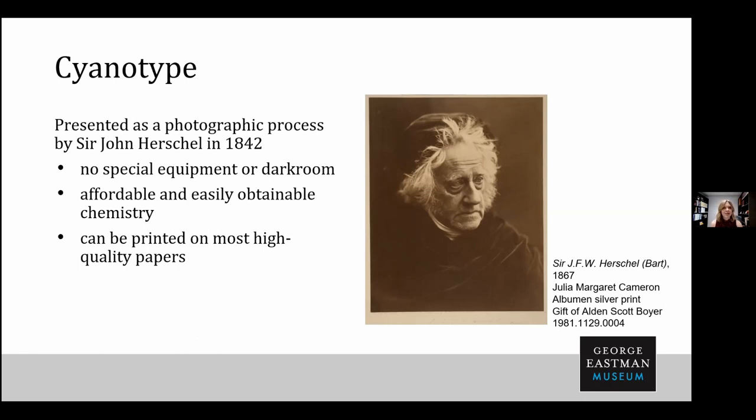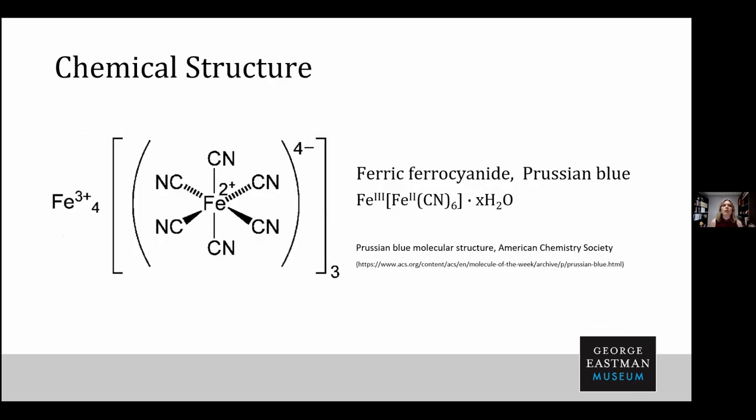And you can mix up the chemistry and coat it on pretty much any high quality paper that you have at home. So this made this photographic process so much easier and more widely available for people to use. And the reason it's so revolutionary is that it is ferric ferrocyanide. It takes advantage of the fact that iron is a transition metal, and iron can exist in more than one oxidation state, meaning it's happy with a charge of 2 or happy with a charge of 3.